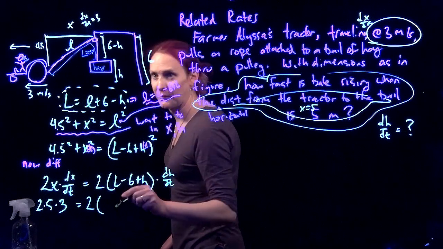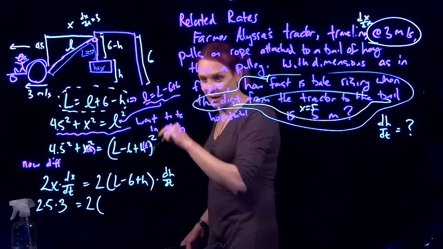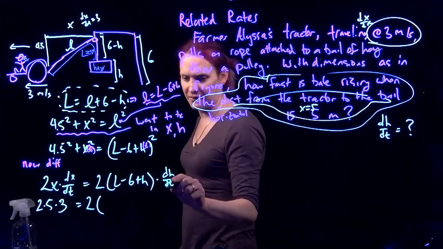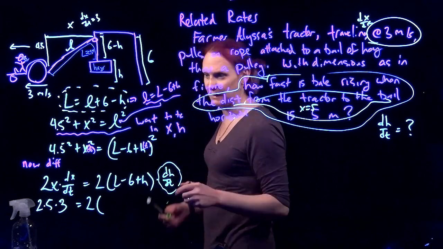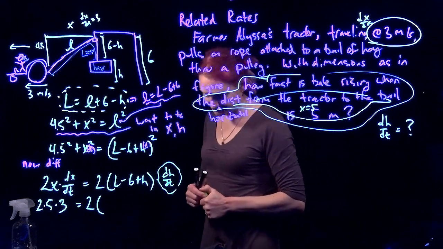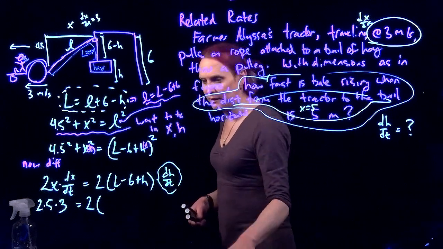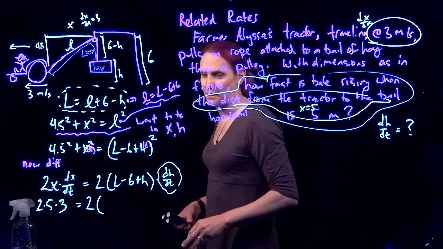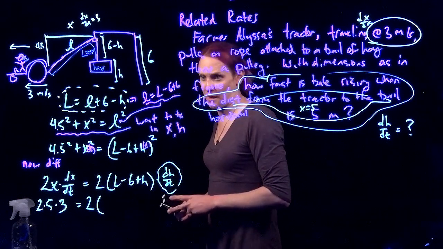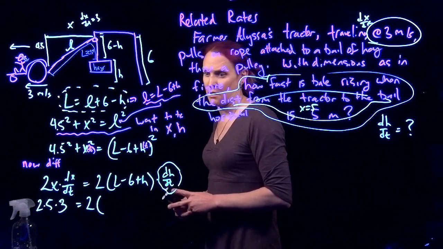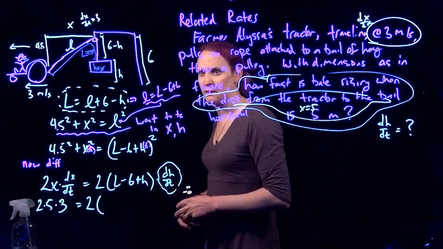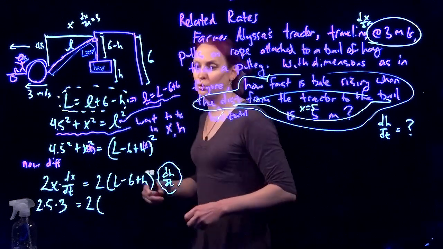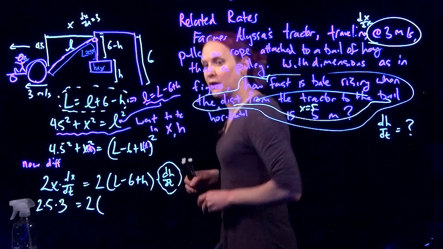equals 2 times, okay, I need capital L. And then this is my objective right here. dH/dt is my objective. So I need to know what L and H are. And I feel like, ooh, I know how to do it.